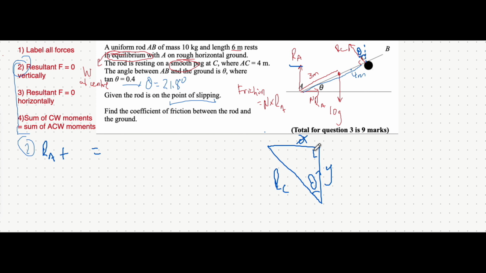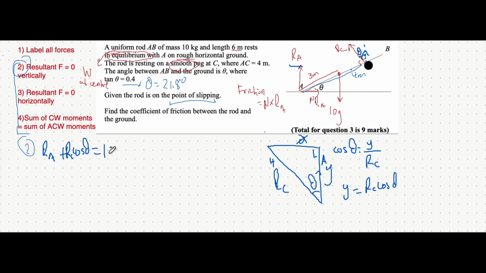We can use SOHCAHTOA because it's a right angle triangle. We're not interested in the opposite. We're interested in the hypotenuse and the adjacent. So we can say cos of the angle theta is equal to the adjacent, y, divided by the hypotenuse, the reaction force at C. We can rearrange that to get y is equal to RC cos theta, and that's the vertically upward component. So we can say RA plus RC cos theta is equal to the downward component, which is the weight, 10g.